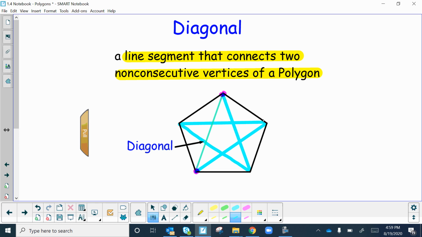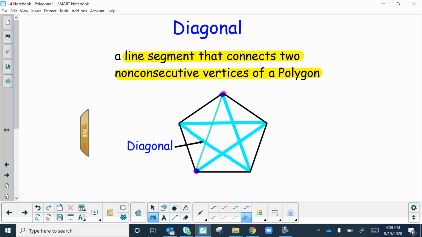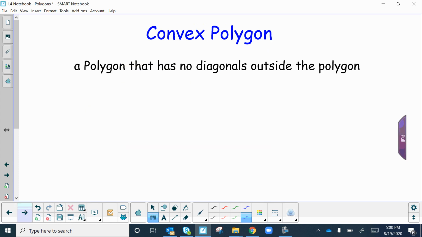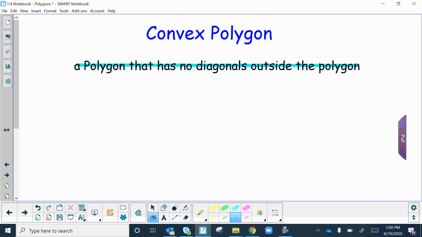Okay, so diagonals can be in any kind of shape, even a concave polygon. I talk about that in the future, so I guess I'll go over that then. So, convex polygon. This is a polygon that has no diagonals outside of the polygon. Okay, so write that down. There's no diagonals outside of the polygon.